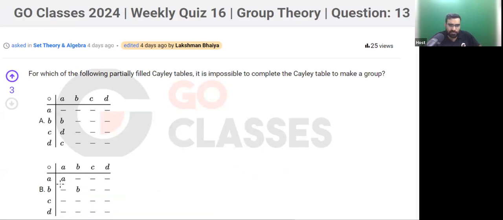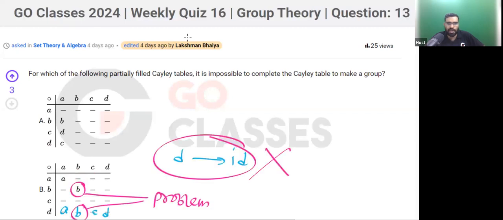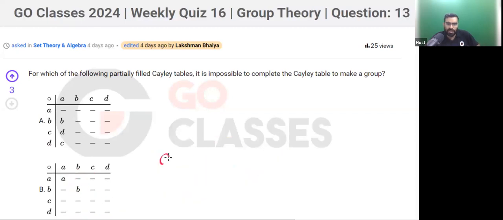Can you notice the same thing will happen for A? Can I say A is the identity element? If A is the identity element, then you need A, B, C, D. But again, there is a problem. So A is also not the identity element.